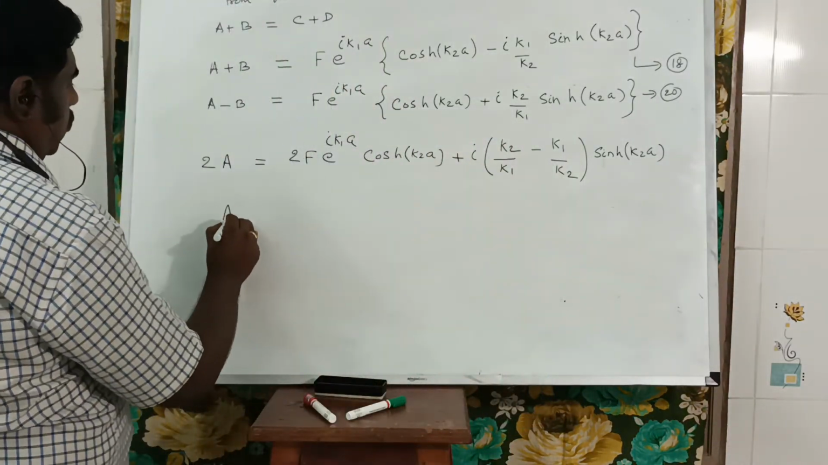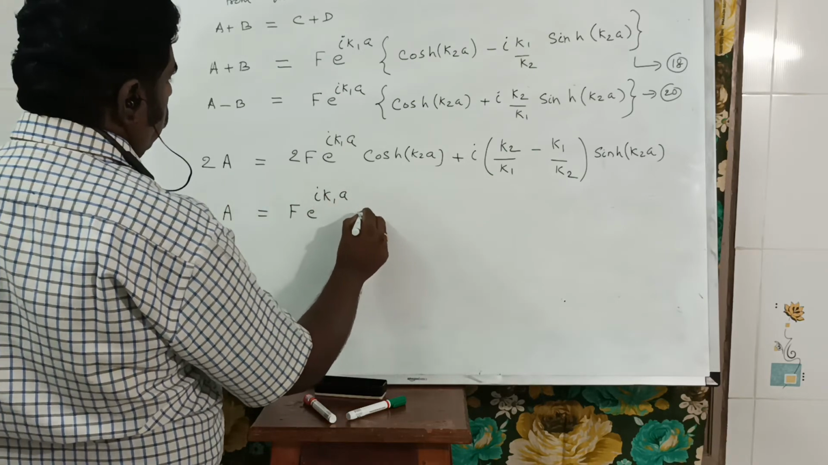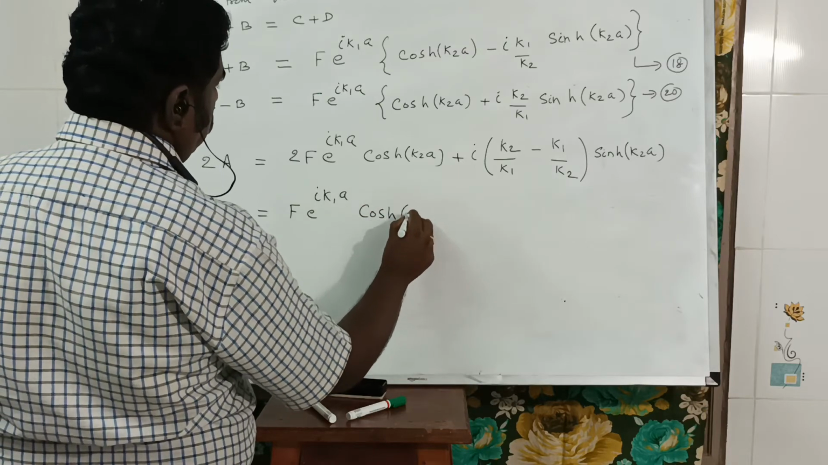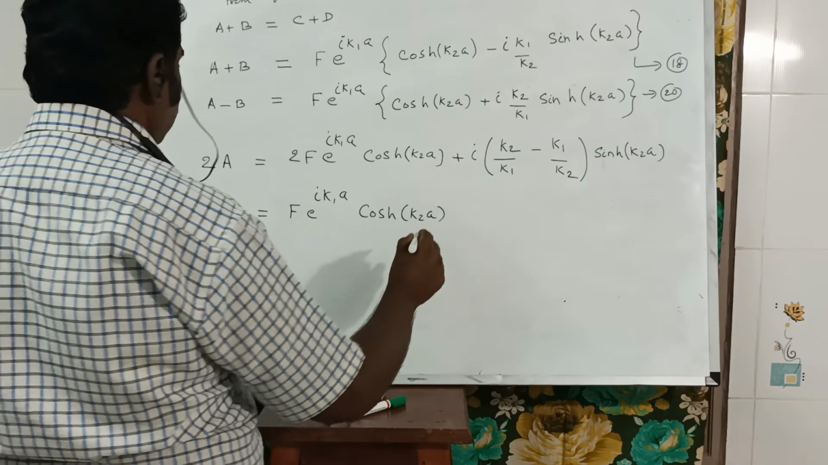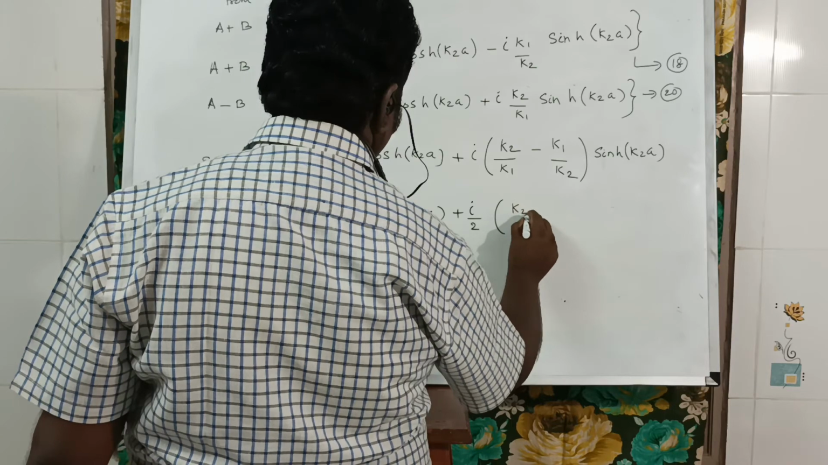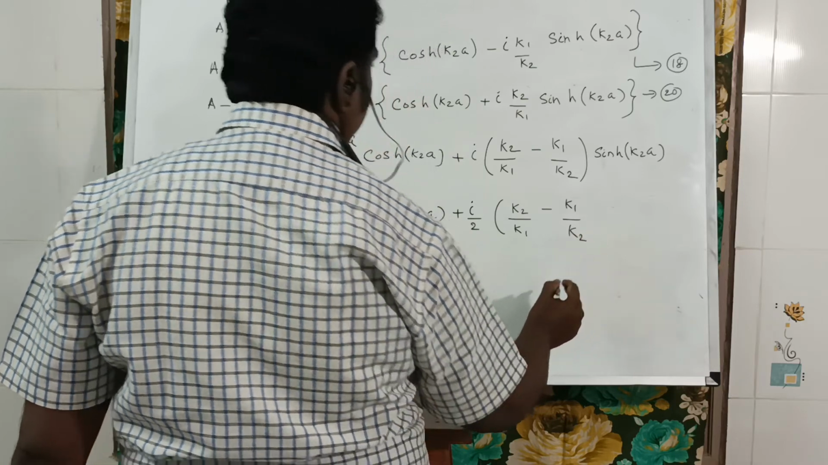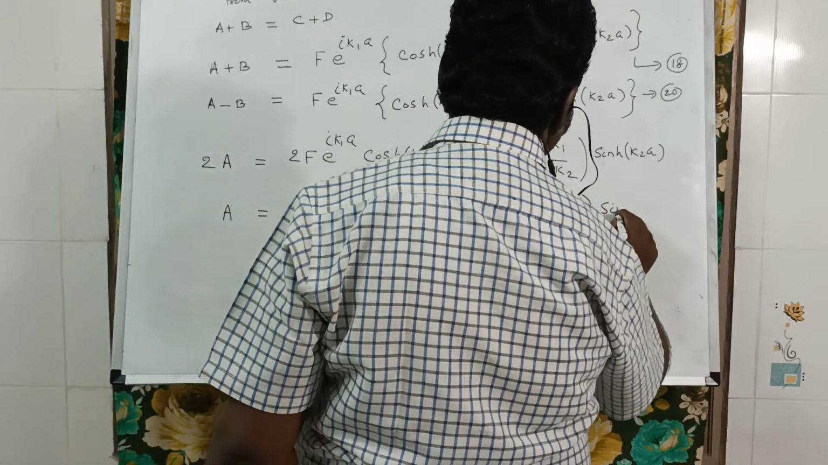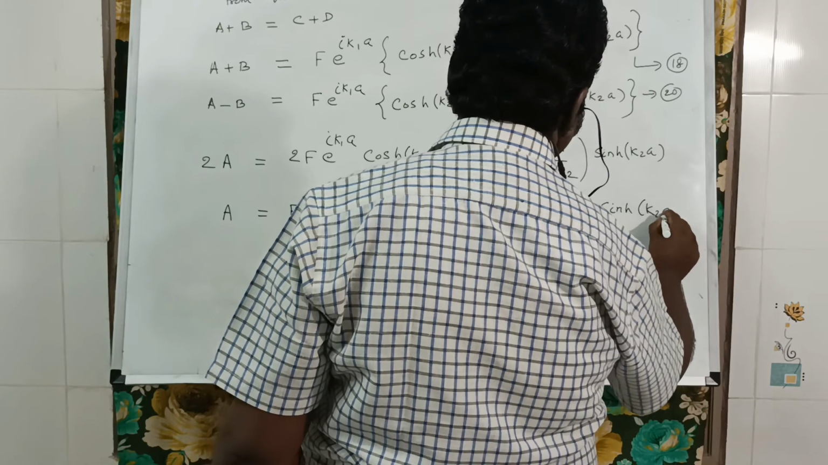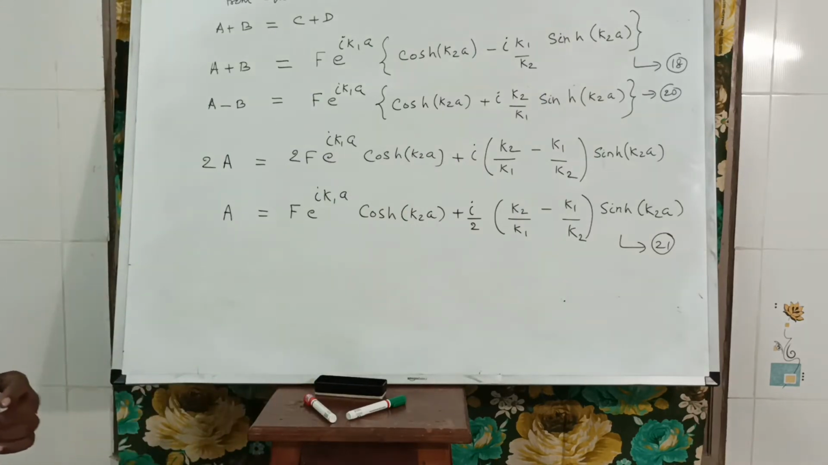Now the value of A is equal to F into e power i K1 a, cosh K2 a plus i by 2 K2 by K1 minus K1 by K2 into sinh K2 a. This is equation number 21. Just we have the value of A. Next we have to find out the value of B.